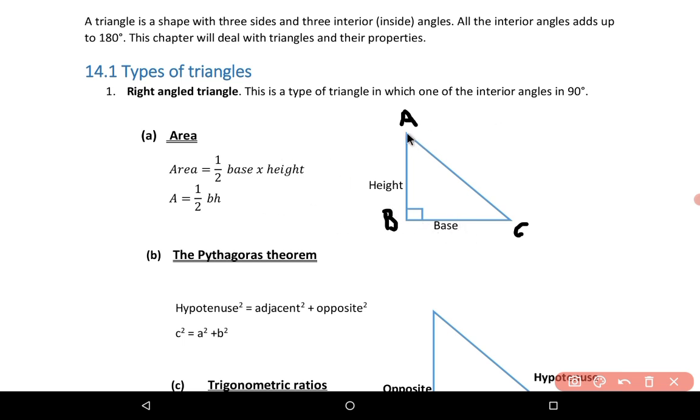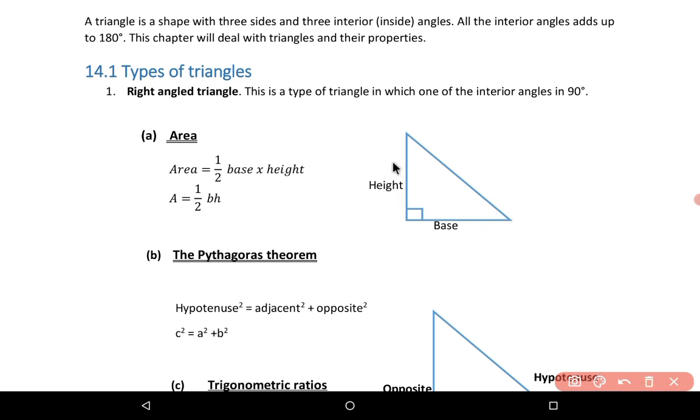Sometimes you can find that you can have another part here. So here this gives us two right angled triangles, and the base here, let's say this is D, the base here will be all the way up to there. That will be the base. Now let's just focus on this one here. Finding the area is just finding the area that is inside this shape.